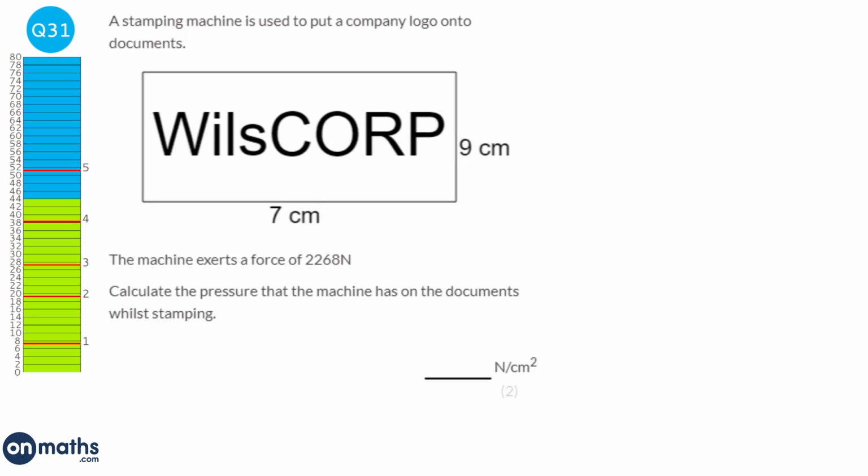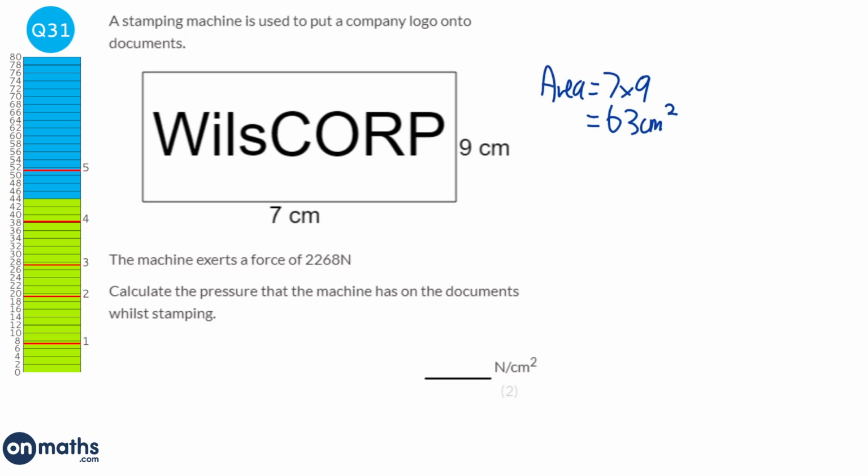To find the pressure, we need the area and the force. We're given the force in the question, so all we need to do is find out what the area is, which will be 7 times 9, which will be 63 centimetres squared.